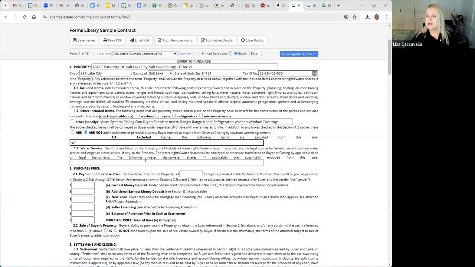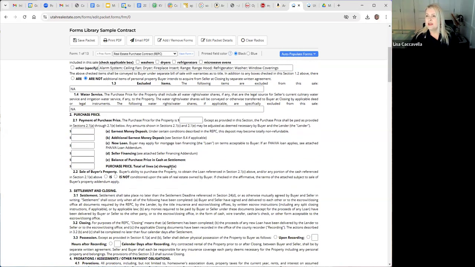Or just non-applicable. Water service, again, most properties are not going to have specific water shares that are attached to them because of the type of areas that we live in. But if it does, just know that they would be transferred at closing unless otherwise specifically excluded from the sale.